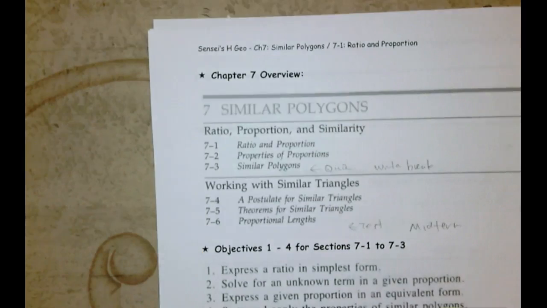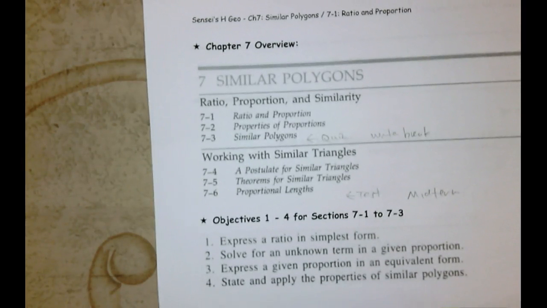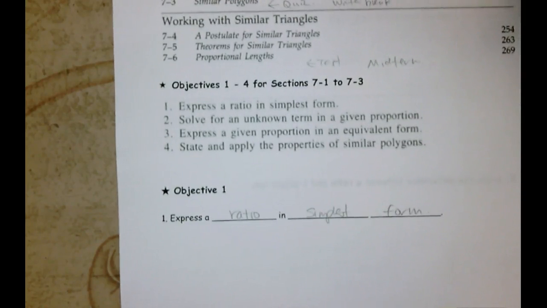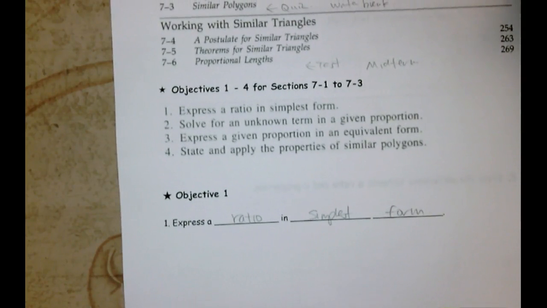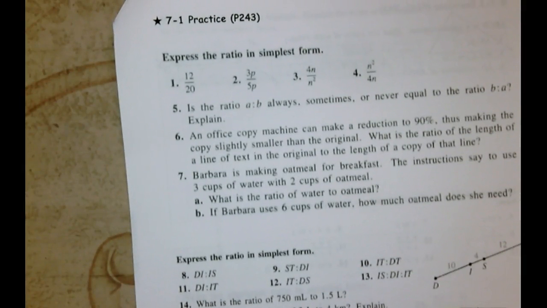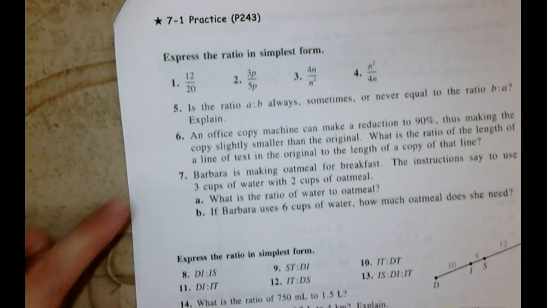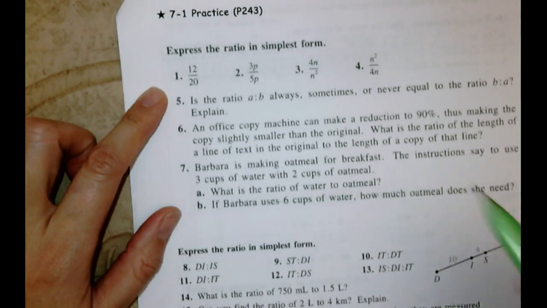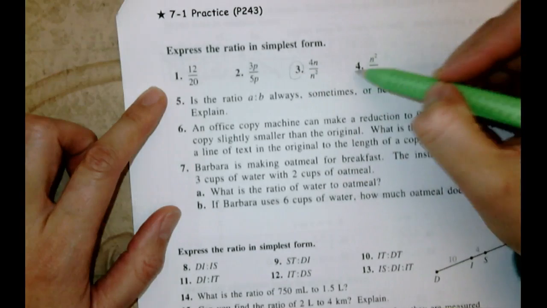Okay. All right, so objective 1, express a ratio in simplest form. Sorry, you couldn't see the objective. It's pretty much like Algebra 1 review, really. So I don't think we need to do all of this, only the ones that had some geometry in it. So do these. Okay, homework.